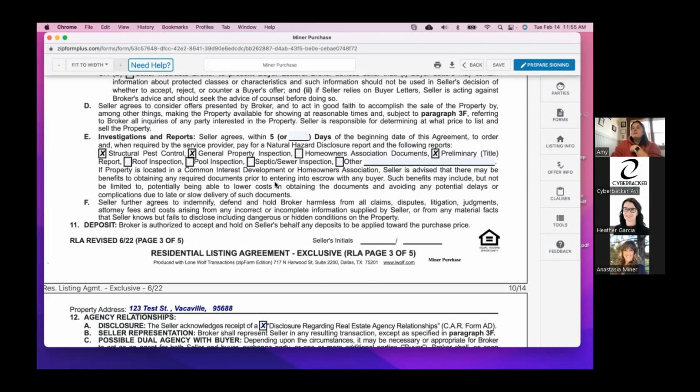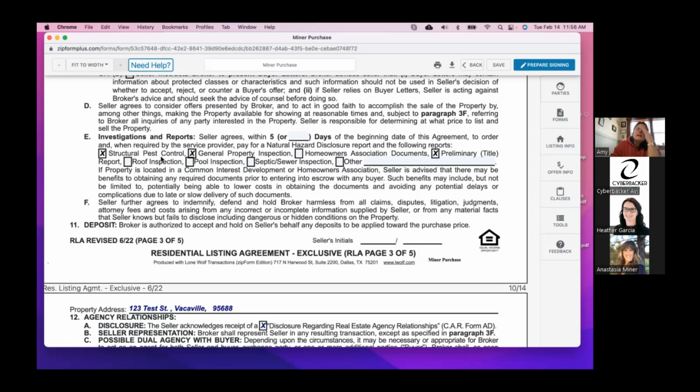Sorry, can we just do a structural pest and a roof? Or what would you recommend, the general or the structural? Well, so it's not a structure. I mean, it's called a structural pest control, but it's really looking for like dry rot, right? Or things damaging the wood of the property is why it's called structural.